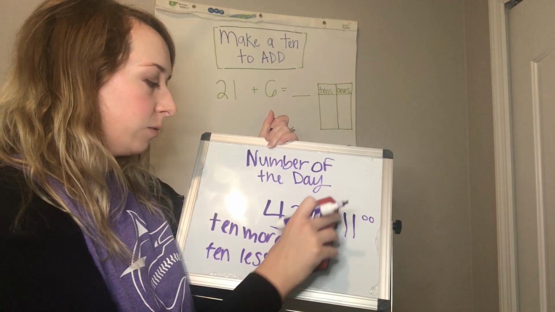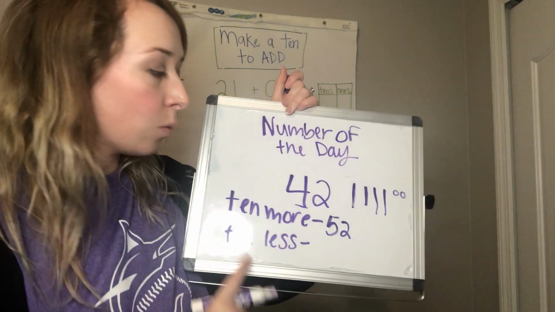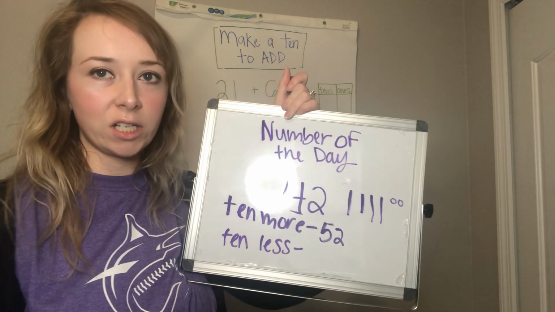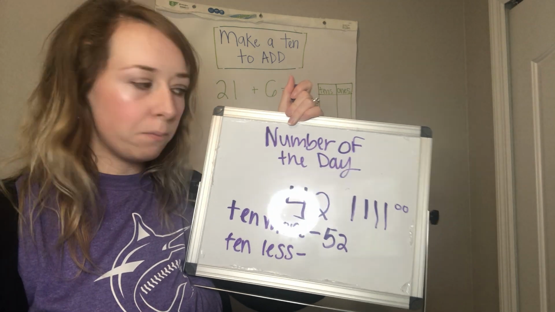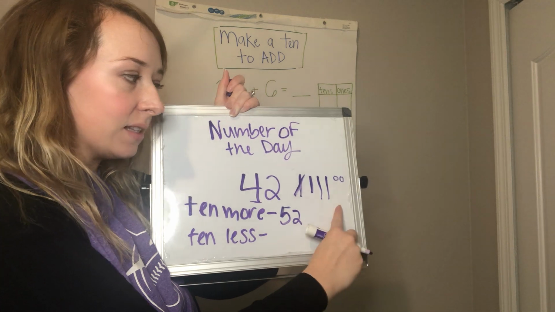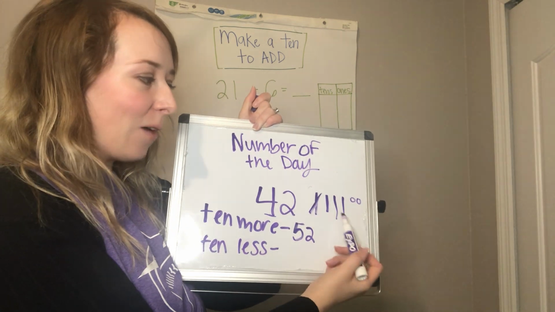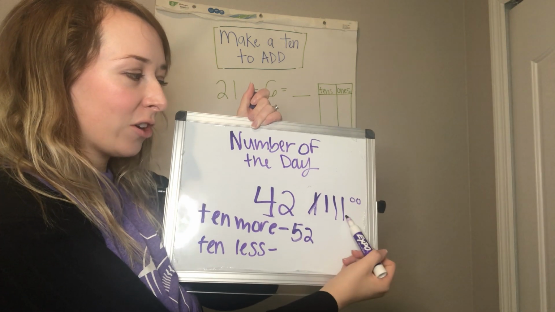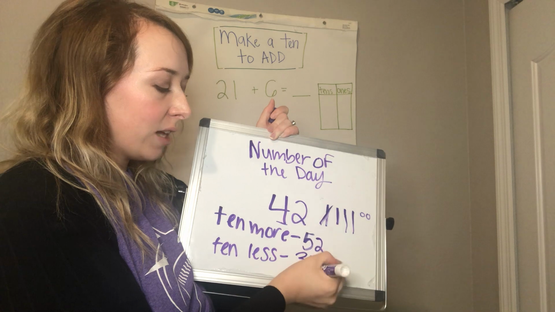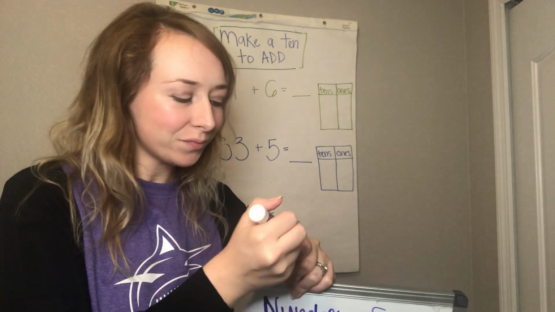All right, let me erase that. So now I'm back to 42 again. So what if I want to take away 10 less from 42? Well, simple. We're just going to cross off one of our 10s. How many 10s does Mrs. Gordon have left? 3. So let's count it out. 10, 20, 30, 31, 32. So that's how we get 10 more and 10 less for our number of the day.